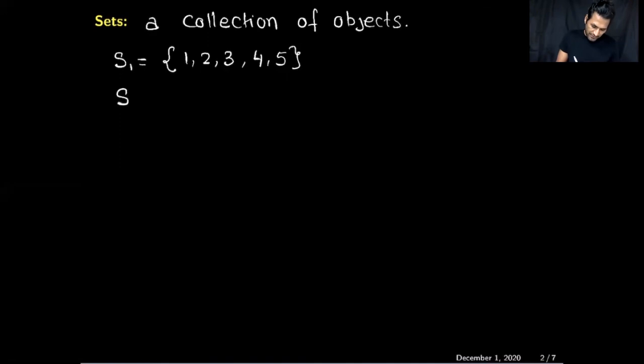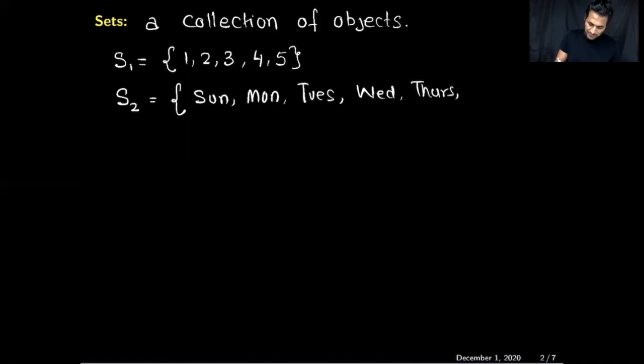There is another example of a set. In this set, instead of numbers, I have the days of the week. For example, Sunday, Monday, Tuesday, Wednesday, Thursday, Friday, and Saturday. So these are the 7 days of a week. This is also an example of a set.